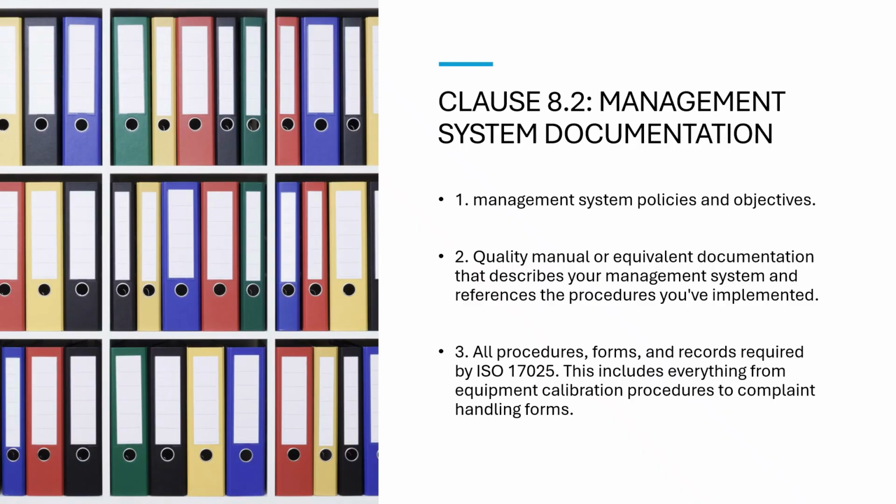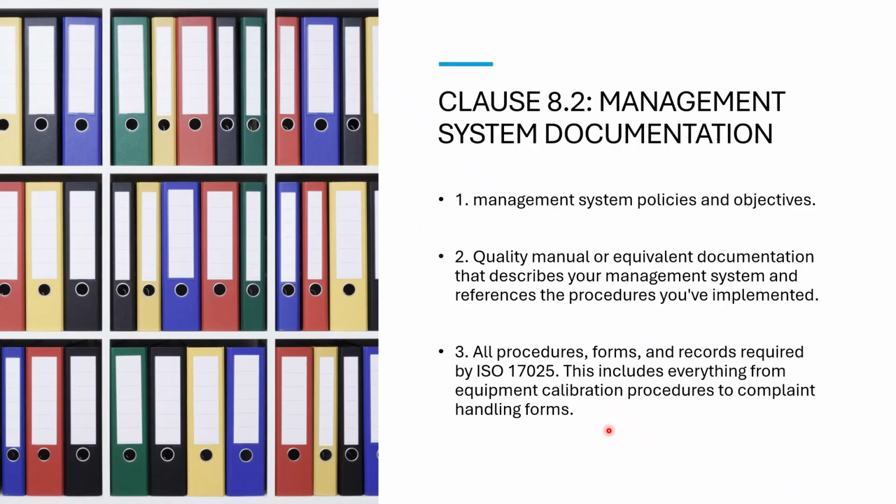So let's start with clause 8.2, that is Management System Documentation. Your laboratory must establish and maintain documentation that includes, first, your management system policies and objectives. These are your laboratory's commitment to quality and what you aim to achieve. Second, you need a quality manual or equivalent documentation that describes your management system and references the procedures you've implemented. Third, all the procedures, forms and records required by ISO 17025. This includes everything from equipment calibration procedures to sample handling forms.